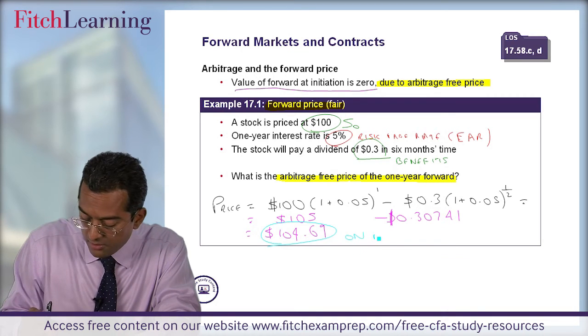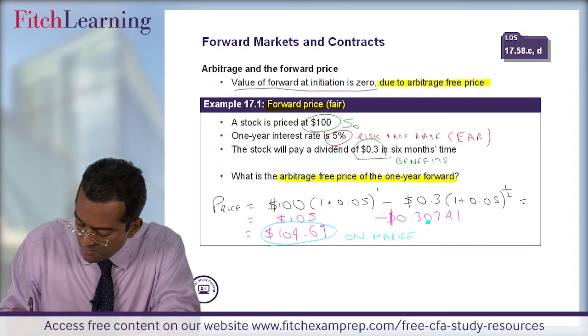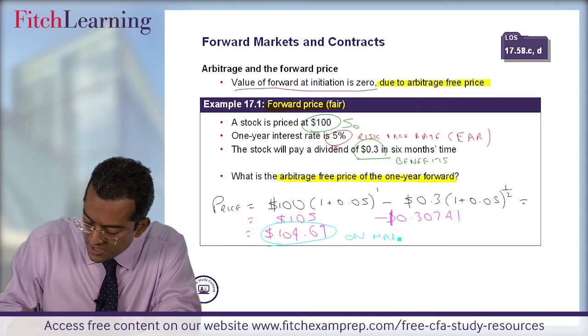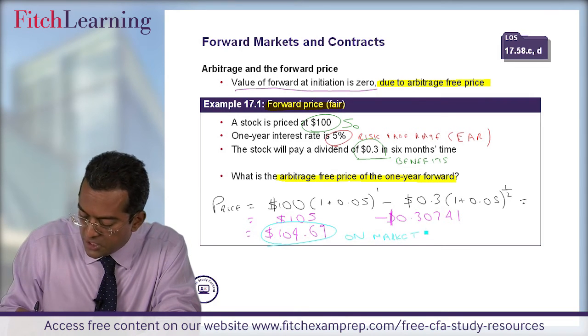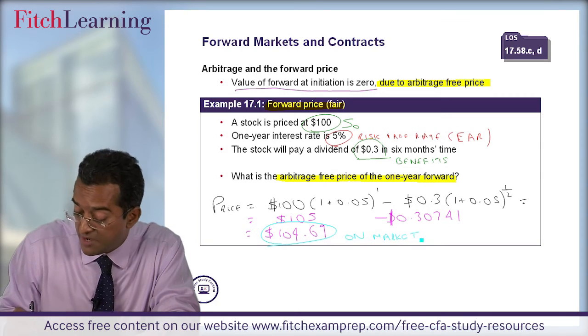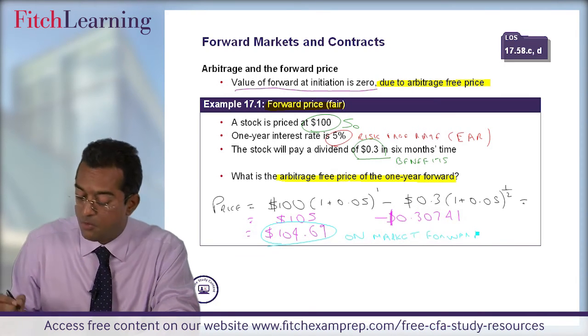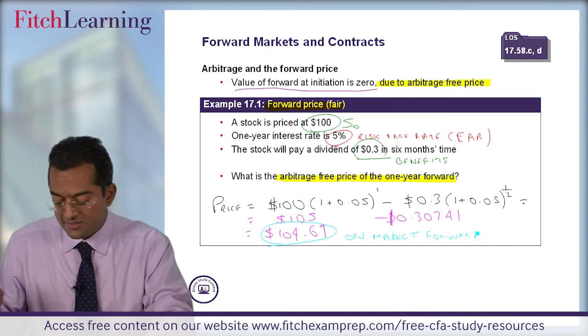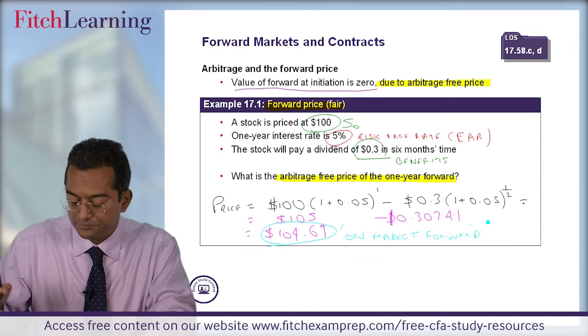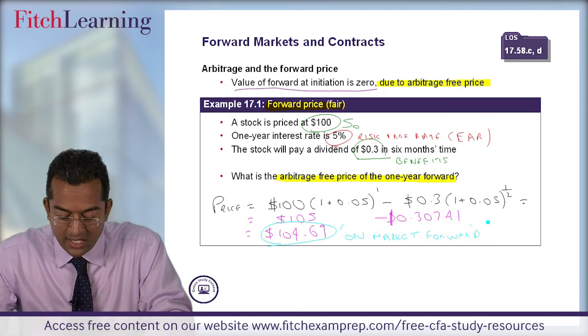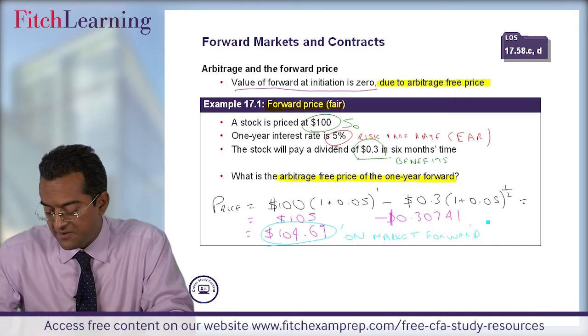an on-market forward. So anytime you have an initial contract with a value initially of zero, we refer to it as being an on-market forward. It's neither an asset nor a liability to either side, and that would certainly be the case here. Both buyer and seller, it's neither an asset nor a liability.